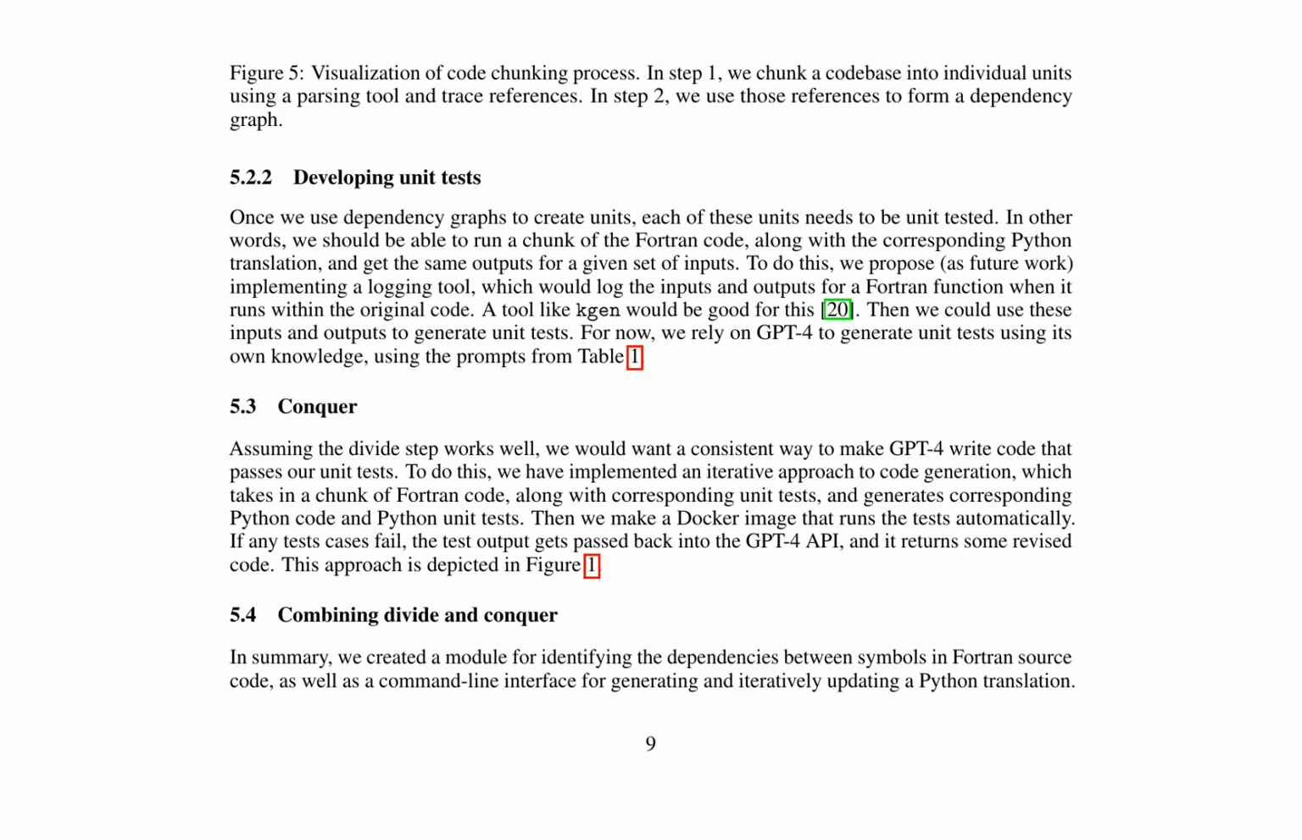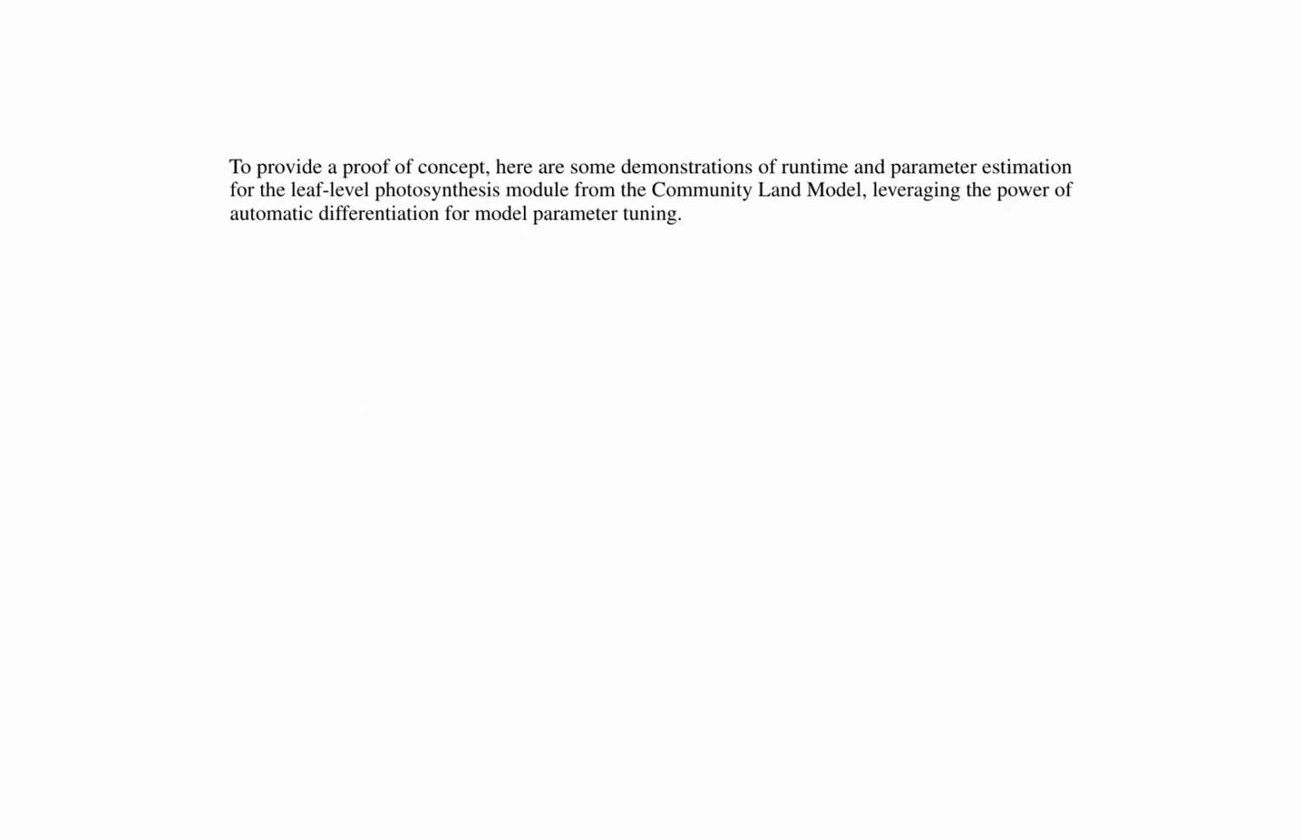In the conquer step, an iterative approach to code generation is implemented. This process takes a chunk of Fortran code along with corresponding unit tests and generates Python code and unit tests. A Docker image is created to run the tests automatically. If any test cases fail, the test output is passed back into the GPT-4 API, which returns revised code. This process is depicted in Figure 1.